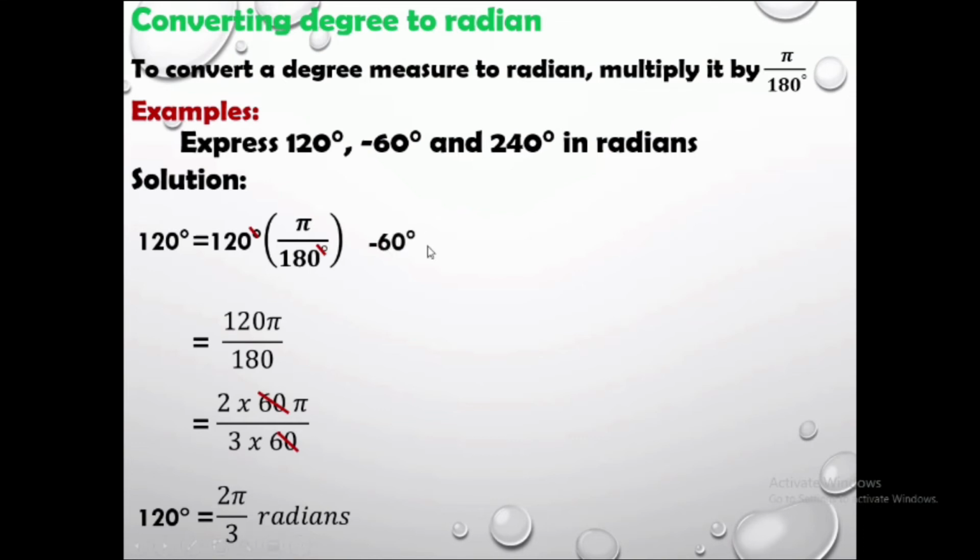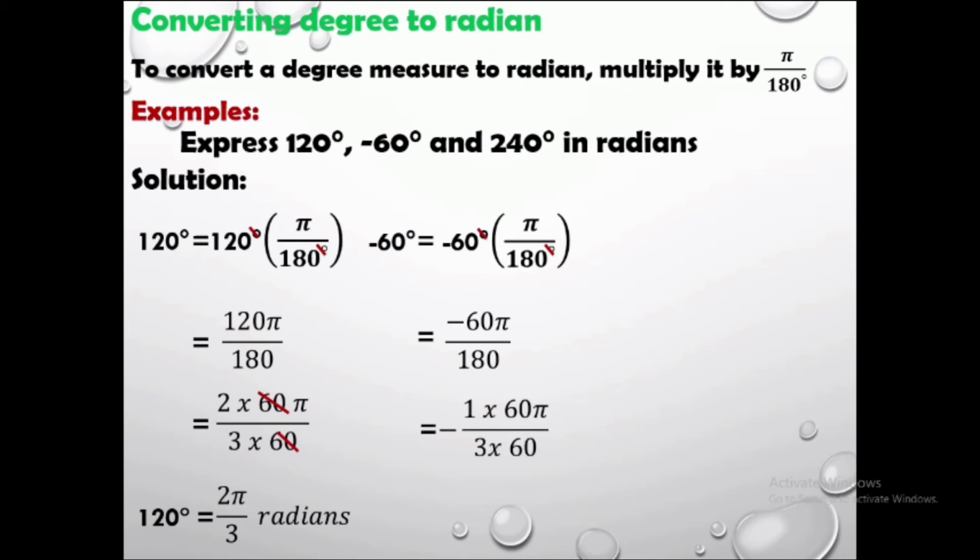Negative 60 degrees, multiply by pi over 180 degrees, is negative 60 pi over 180. To reduce 60 over 180, get the greatest common factor, which is 60, then cancel it out. Therefore, negative 60 degrees equals negative pi over 3 radians.